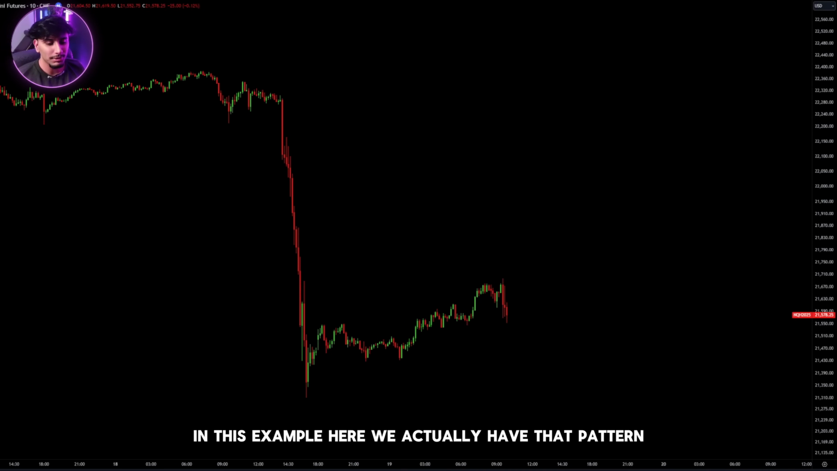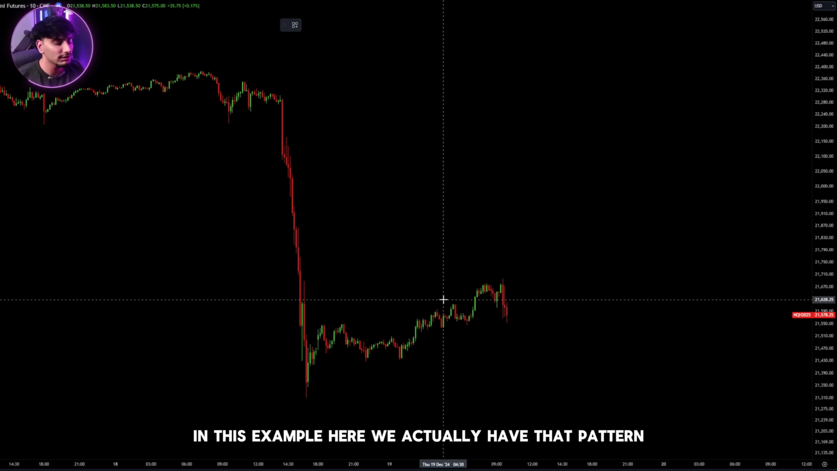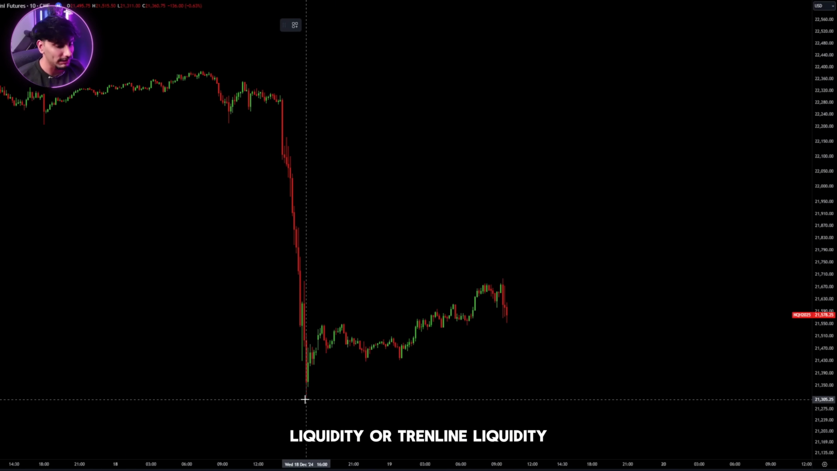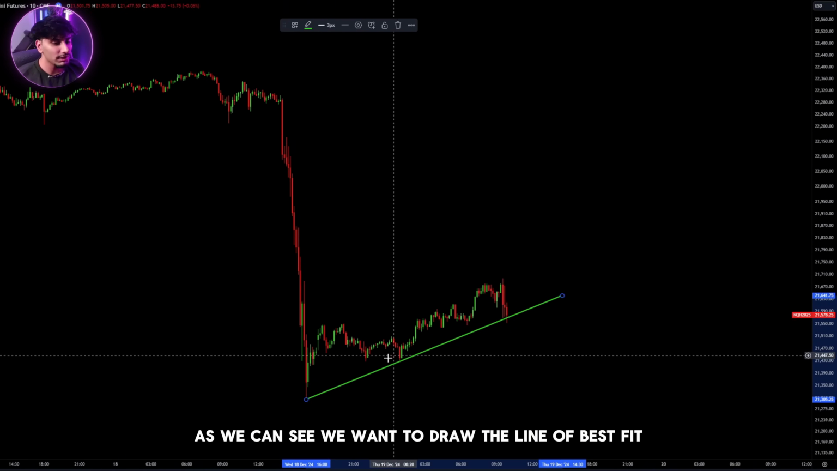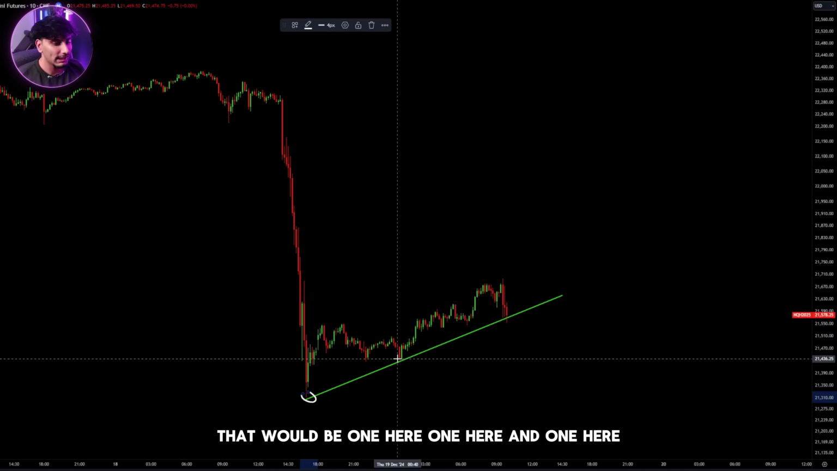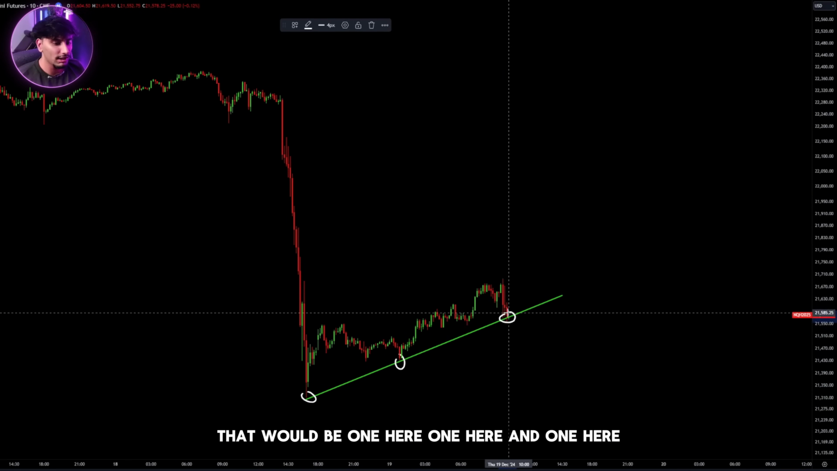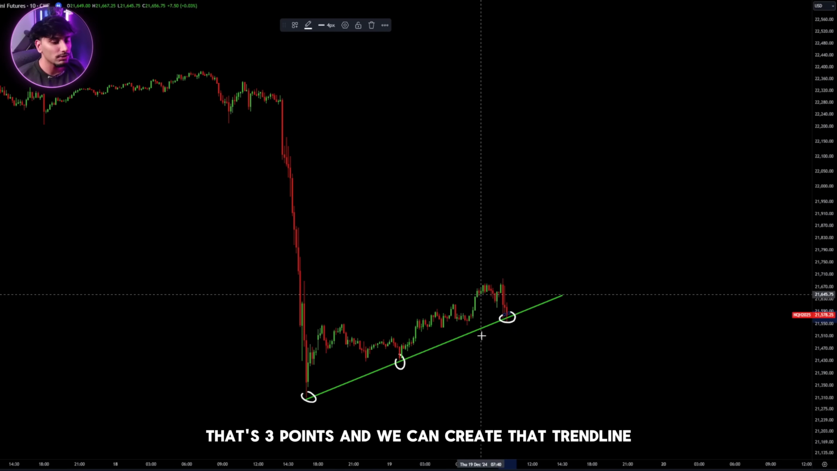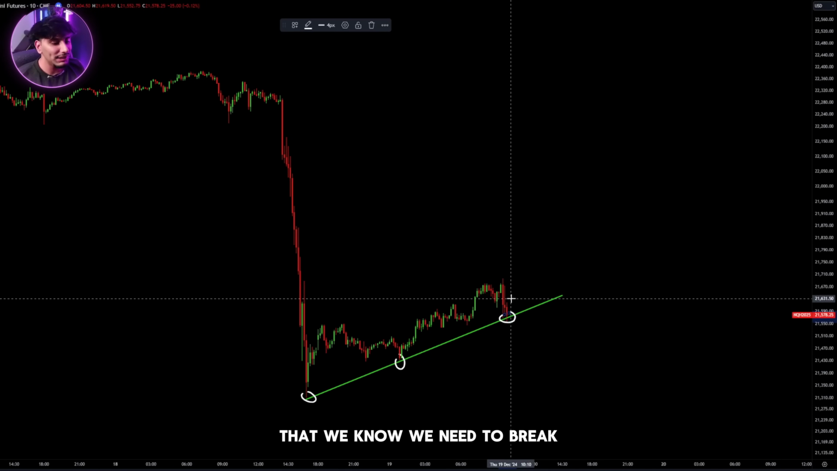Well, in this example here, we actually have that pattern liquidity or trend line liquidity. As we can see, we want to draw the line of best fit, meaning where the most points hit. For this trade here, that would be one here, and one here. That's 3 points, and we can create that trend line that we know we need to break.